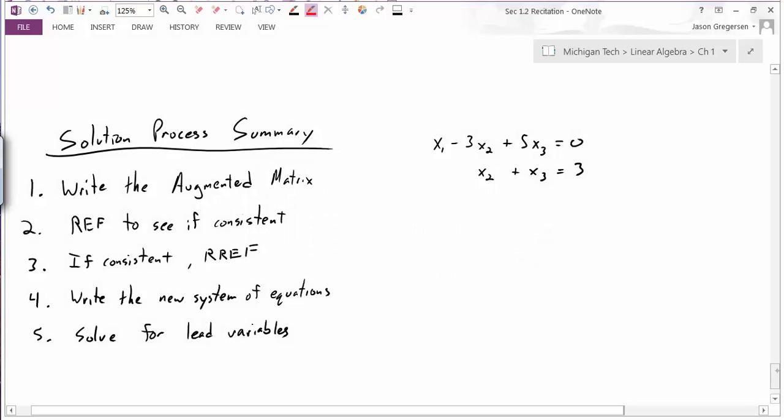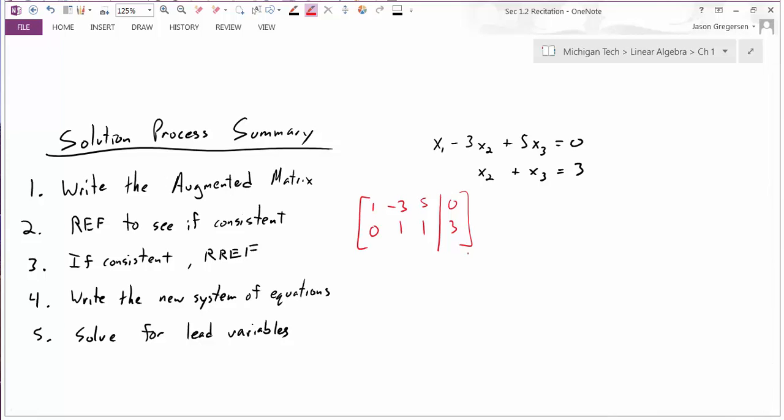Now let's tie everything together by going through an example problem. Our solution process says write out the augmented matrix. So to do that, we will have 1, -3, 5, and 0. That represents that first equation. And the second equation would be 0, 1, 1, and 3. The next step says to put the augmented matrix in row echelon form to see if it's consistent. Lucky for us, this one's already in row echelon form. So I can look at my pivot positions right here and here, which means the first two columns are pivot columns, but the third column is not, and the last column is not.